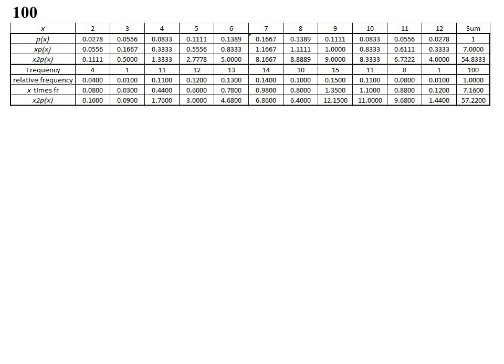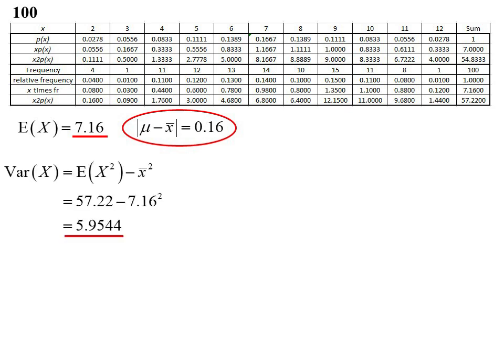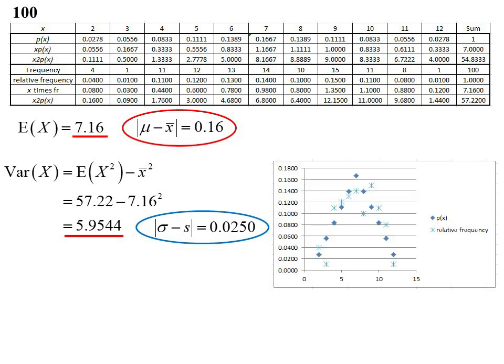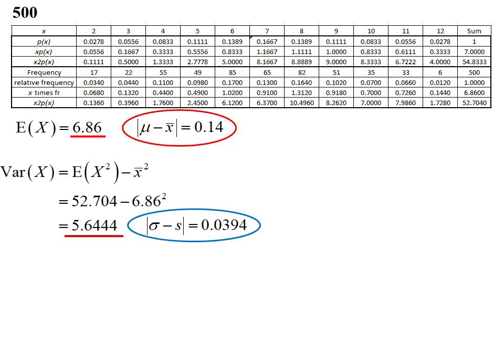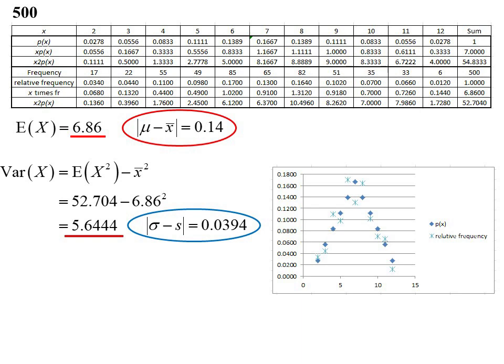Okay, what happened when I did it 100 times? 7.16. So that's off by 0.16. The spread, that actually was a little bit further out than the last one, 0.0250. There's the graph. You say, okay, it's coming a little bit closer. But theoretically, what should be happening is, as these numbers are increasing, we get closer and closer to the theoretical probabilities. Okay, 500. That's what happened with 500. 6.86. Off by 0.14. And there's my deviation. Match that graph. Okay, it's coming in a little bit more.